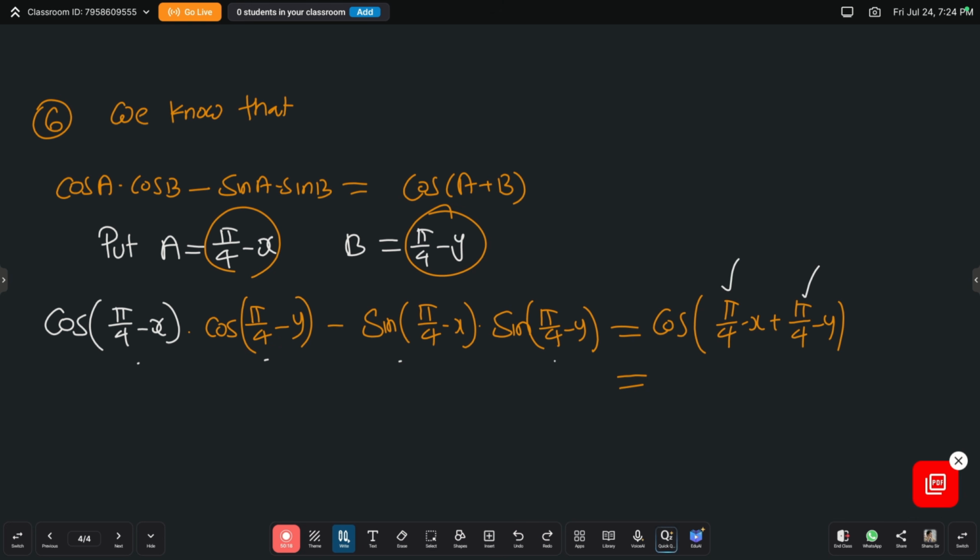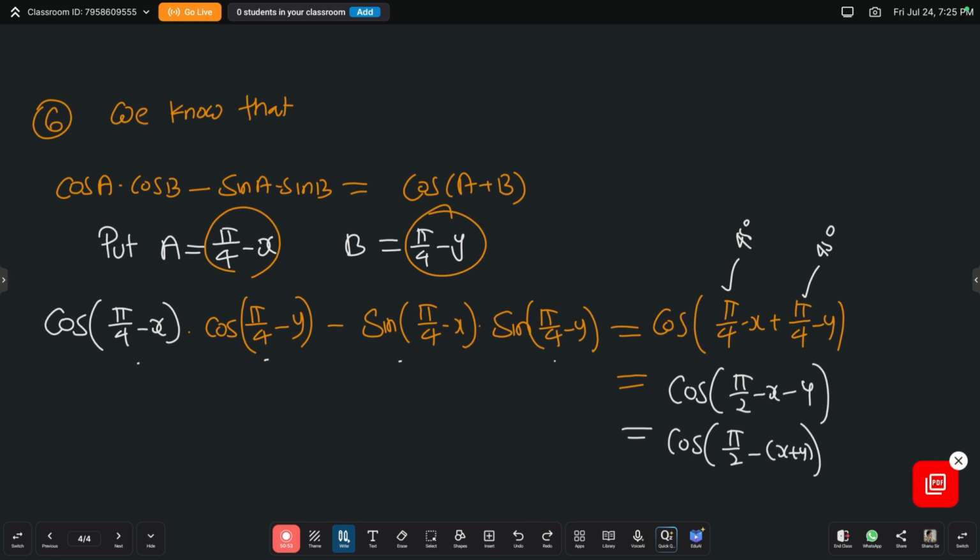Pi by 4 means how much? It is 45 degree. Both are plus. So 45 plus 45 is 90, but 90 degree in radian is pi by 2. It means you will write cos of pi by 2 minus x minus y. Understood? Then cos of pi by 2 minus, taking common, x plus y.